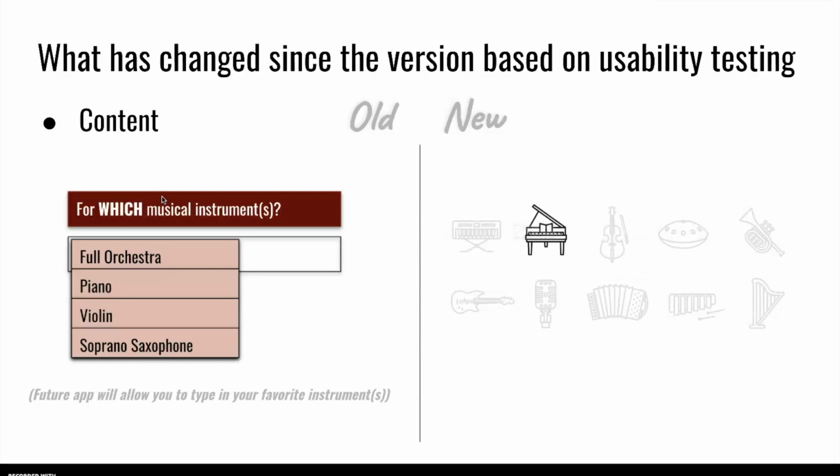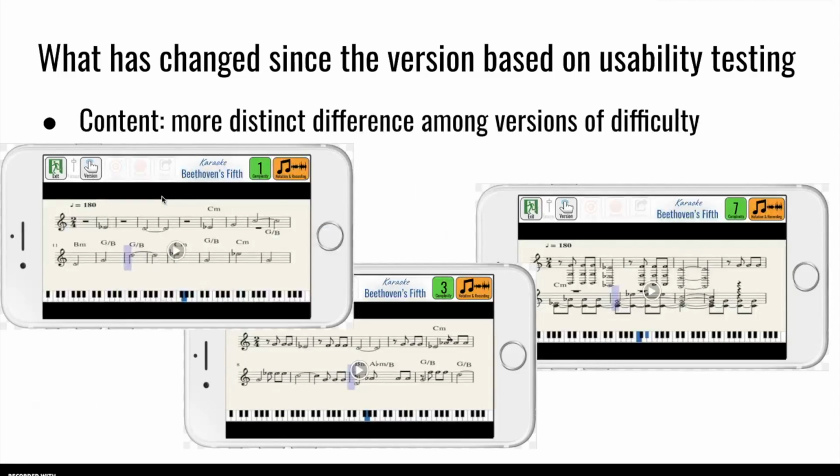And because from the usability testing, I have learned that my previous design was not very clear in terms of where to click to proceed or to go back. Additionally, I have increased the number of levels of difficulty to 7 as compared to 4 levels in the old version, with more distinct features among levels. Here are examples of level 1 on the left. You can see there's only a very slow, single note. Level 3 in the middle is faster, still single note, and level 7 is faster with triple notes or chords.